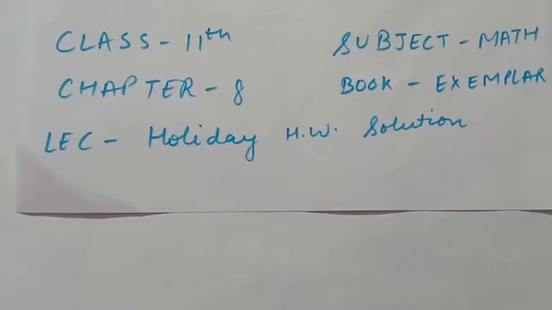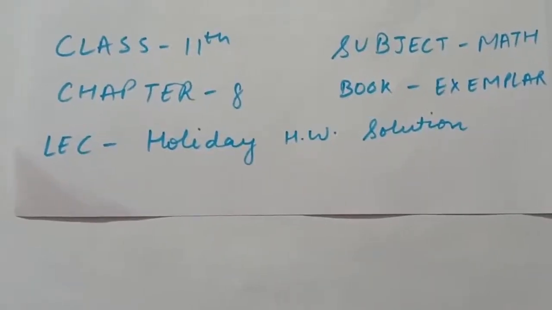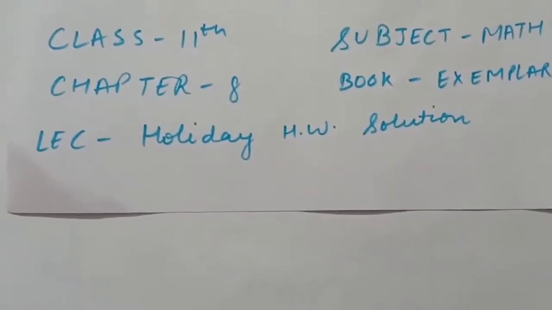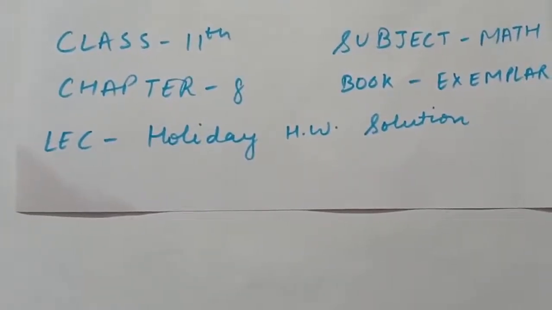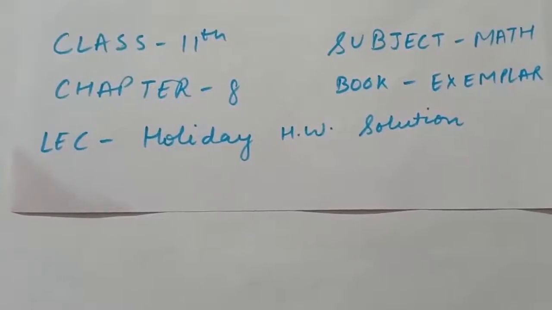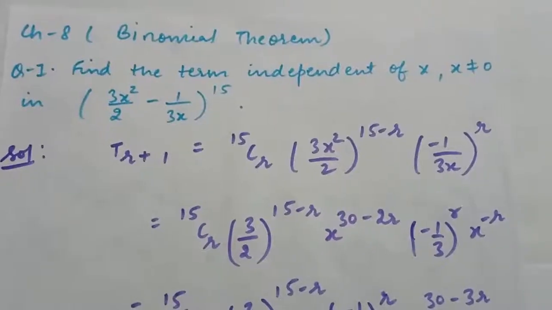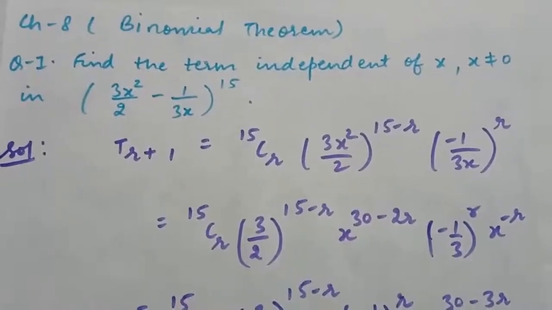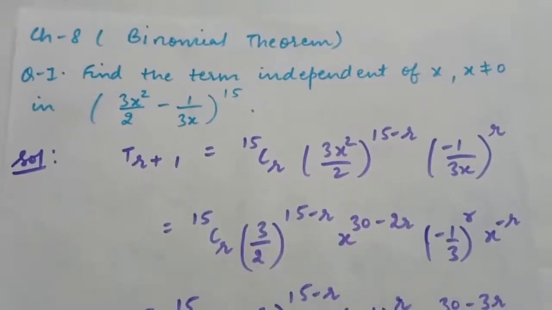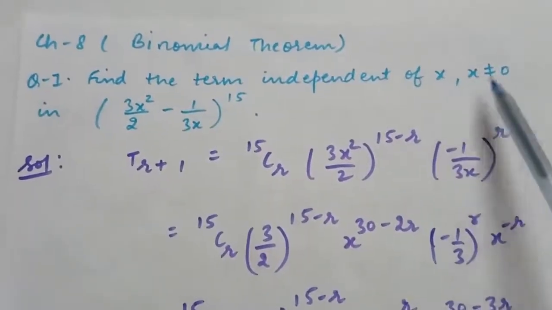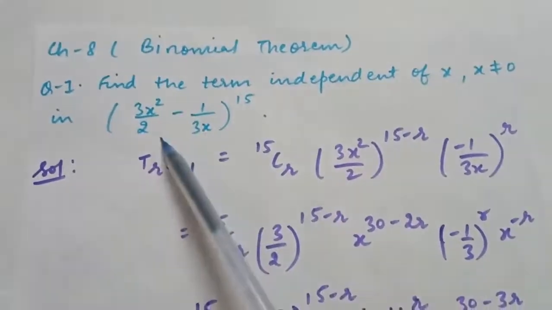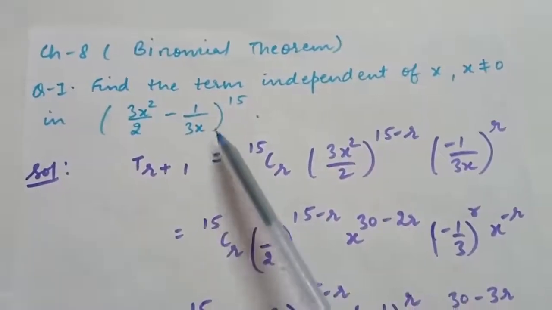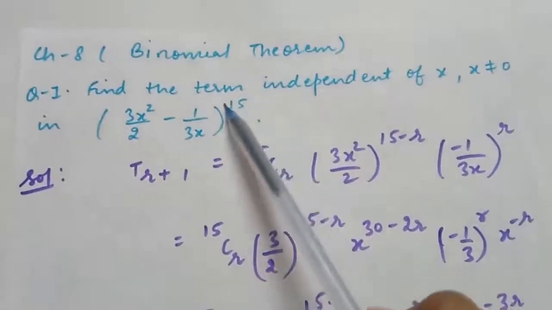Morning students, this is class 11th maths, chapter 8th, book is NCERT Exemplar, and we will discuss the holiday homework of chapter 8th. Chapter 8, binomial theorem. Question first, find the term independent of x where x is not equal to 0 in (3x²/2 − 1/3x) whole raised to the power 15.